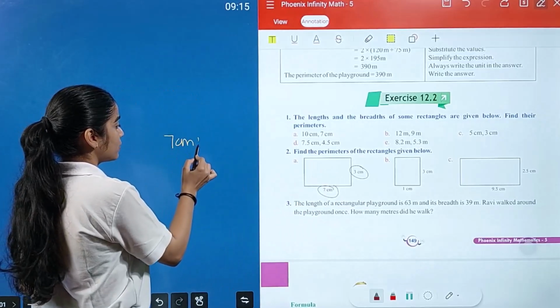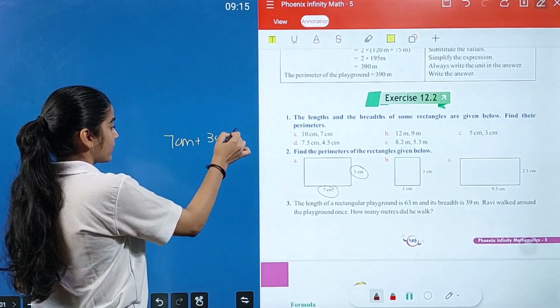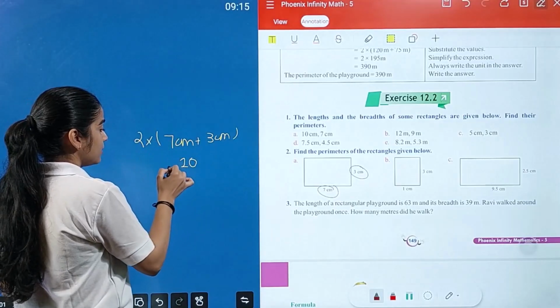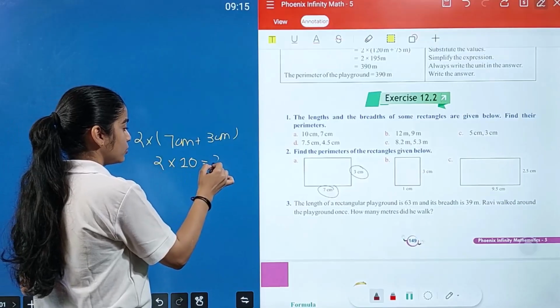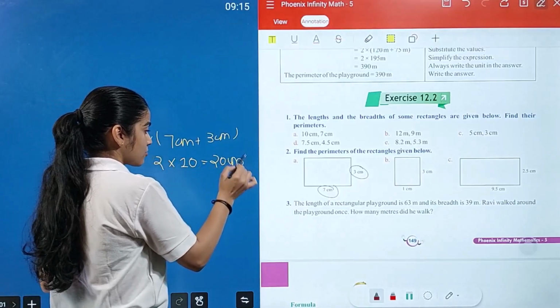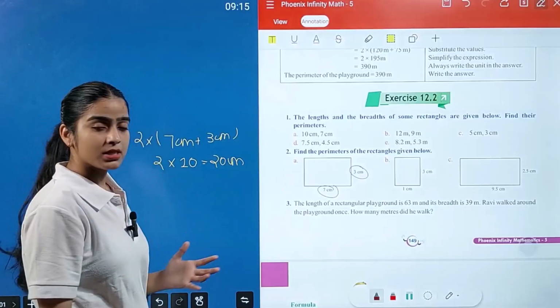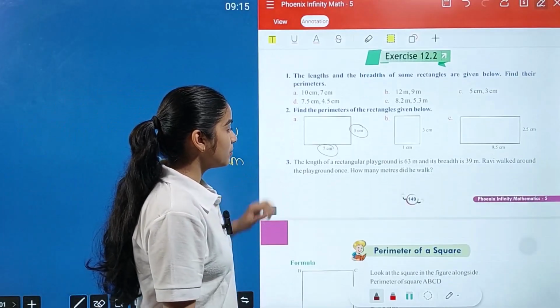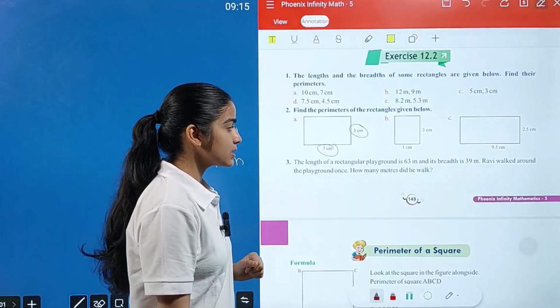First we have to add them together. That is equal to 10 centimeter. 10 centimeter multiplied by 2, it's equal to 20 centimeter. So I hope this is clear to you, and you can simply find out the perimeter of the rest of the figures you have.